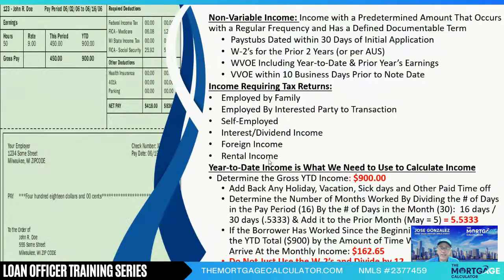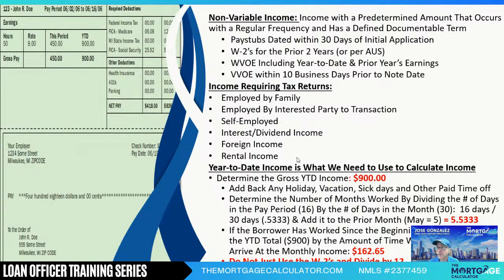So what do we mean by non-variable income? I was just talking about that. That is income with a predetermined amount that occurs with a regular frequency and has a defined documentable term. So this is your salaried borrower, your hourly borrower, those that work 40 hours every week, 52 weeks a year. They're going to get paid either bi-weekly, which means every 2 weeks, or bi-monthly, which is twice a month, or maybe monthly, or maybe weekly.